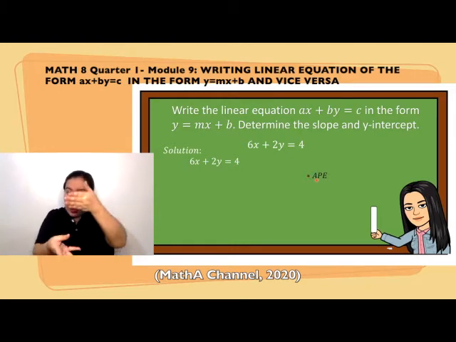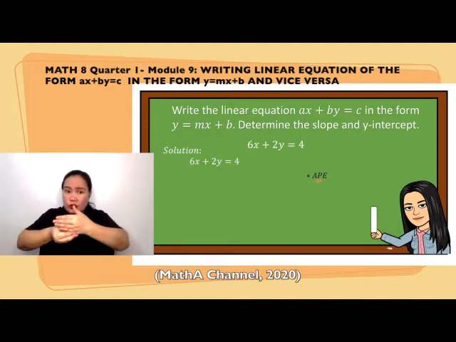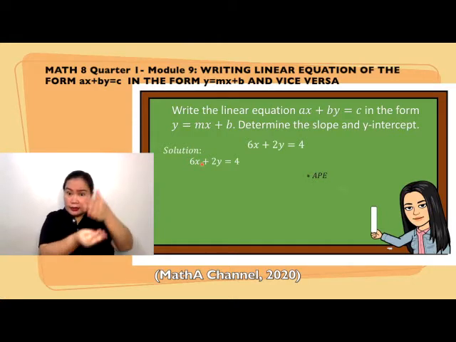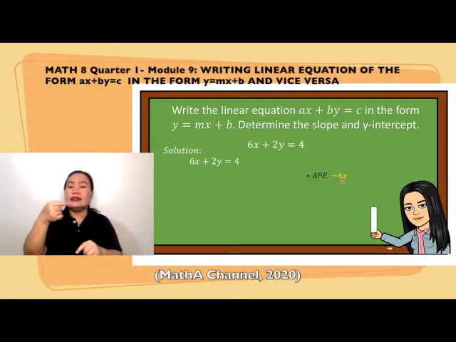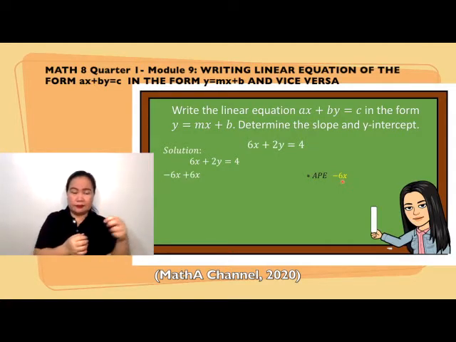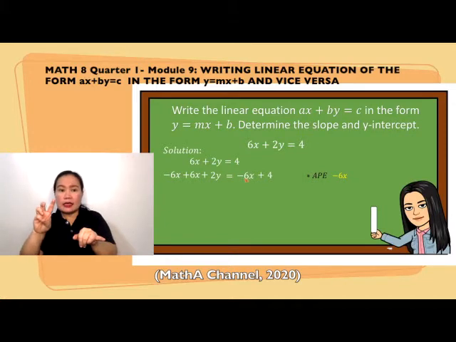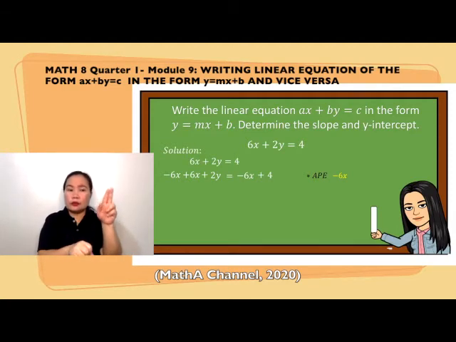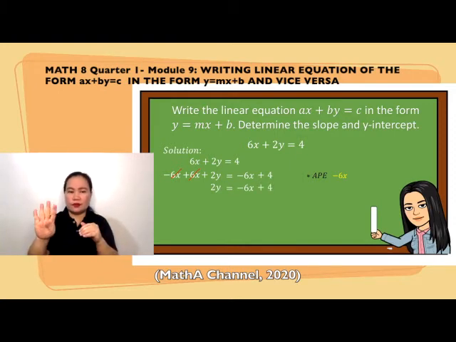So use APE. So again, APE stands for addition property of equality. And ano ang i-add natin? So tingin tayo sa x, get the additive inverse of 6x, and that is equal to negative 6x. So next, negative 6x plus 6x plus 2y equals negative 6x plus 4. So nag-add tayo ng negative 6x sa magkaparehong side ng ating equation. Next, we're now going to cancel negative 6x plus 6x. So this will be canceled out. Ang matitira ay 2y equals negative 6x plus 4.